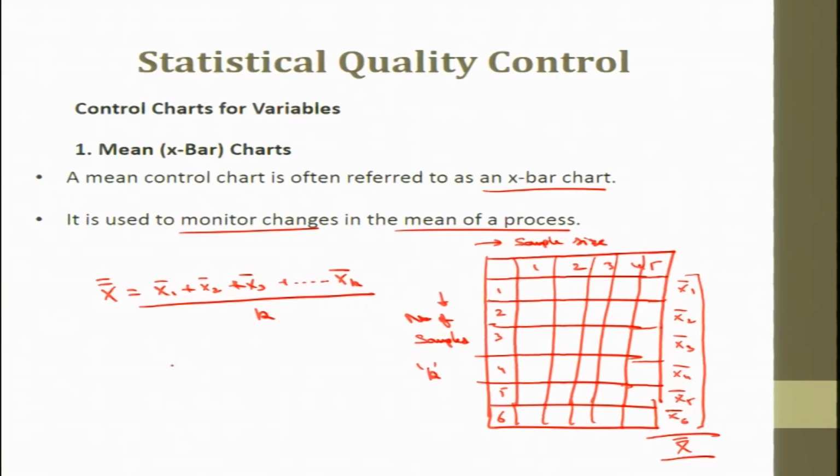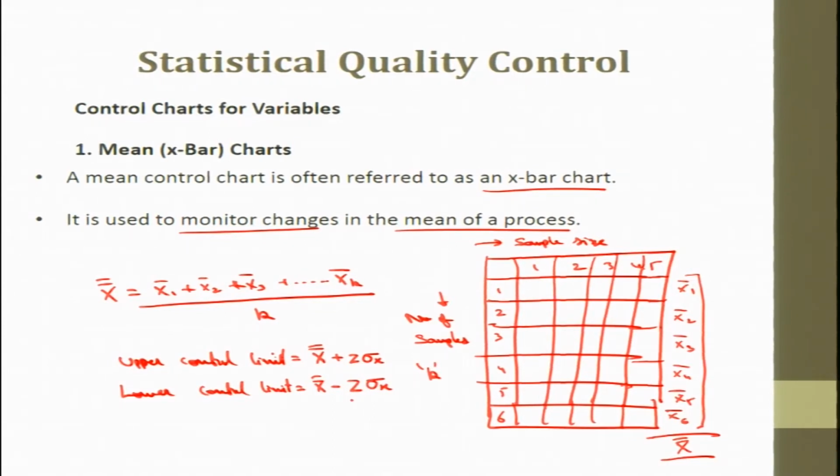To construct the upper control limit, that would be equal to x double bar, as I said before, plus z into sigma x for the sample, and the lower control limit is equal to x double bar minus the normal deviate z into sigma x. This value of z is generally taken as 3.